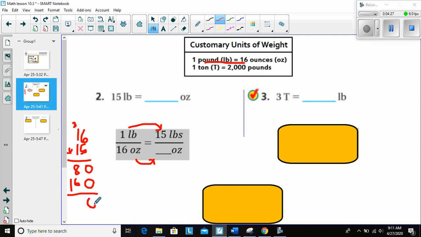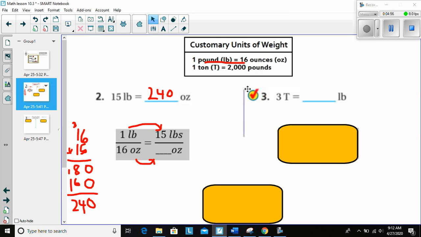So 0 plus 0 is 0. 8 plus 6 is 14. I'm going to put the 4 and carry the 1 into the hundreds place over here. And then 1 plus 1 is 2. So my answer for 15 pounds equals blank ounces is 240. 240 ounces for 15 pounds. All right, and there's one done. Okay, let's look at another one.